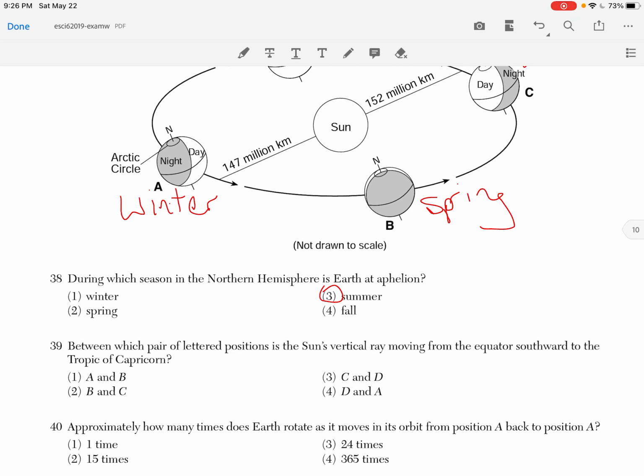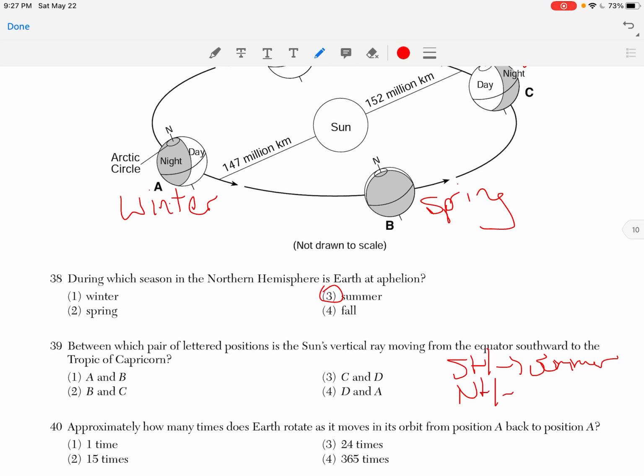And if you remember, the Tropic of Capricorn is in the southern hemisphere. And if the vertical ray is overhead at the Tropic of Capricorn, that means it's the southern hemisphere summer. Okay? So if we know that our position is going from some point at which the sun is overhead of the equator, either spring or fall, to the southern hemisphere summer, that would be the northern hemisphere winter. And so we're looking for our last letter to be northern hemisphere winter, which we just realized was A.